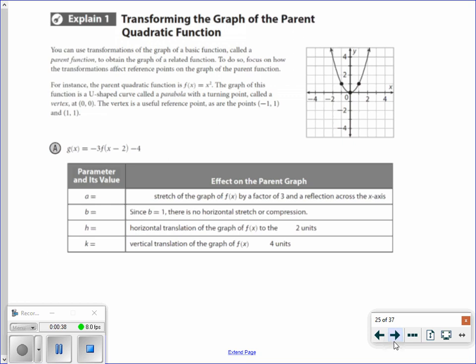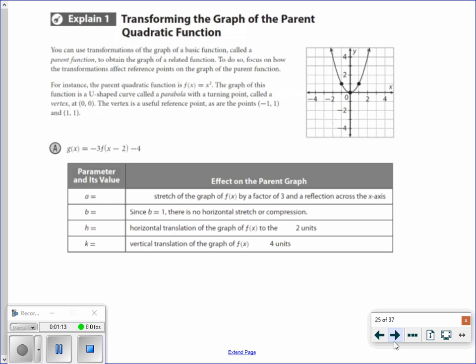Now we're going to talk about transforming the graph of the parent quadratic function. So in the previous day of notes, we looked at each parameter by itself, what each parameter would do to a function. You know, if it stretches it vertically, compresses it vertically, stretches it horizontally, compresses it horizontally, or moves it up, down, left, or right. And now we're going to see what happens when we have multiple things changing the equation all at once, and how we're going to be transforming that graph to a new function.